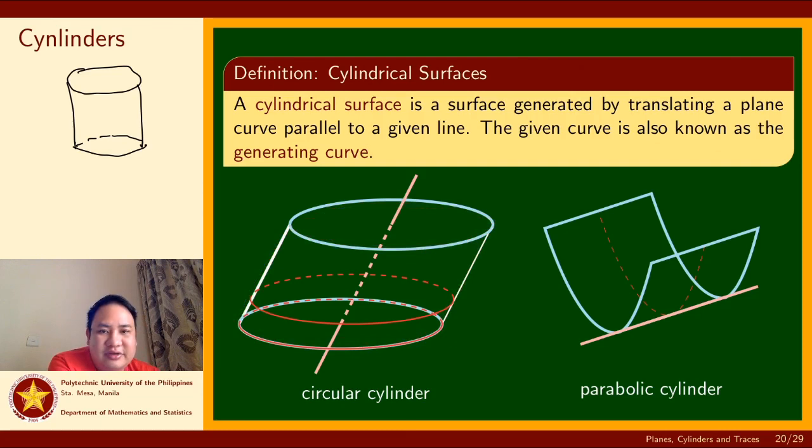And dahil circle yung curve na ginamit kong pang-generate, ang tawag dito ay circular cylinder. Sa second picture naman, ang ginamit kong curve na pang-generate looks like a parabola. And if this is the generating line, if I move this parabola along the direction of this line, we can generate the blue surface, also called a parabolic cylinder. So, depende kung ano yung curve na pinang-generate.